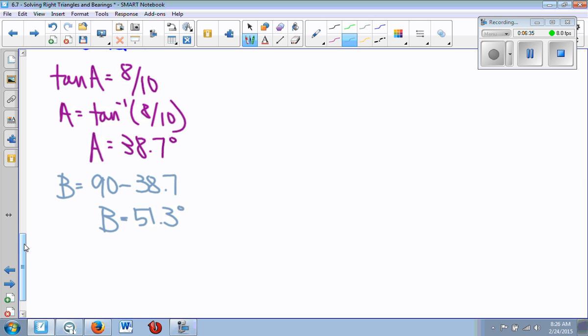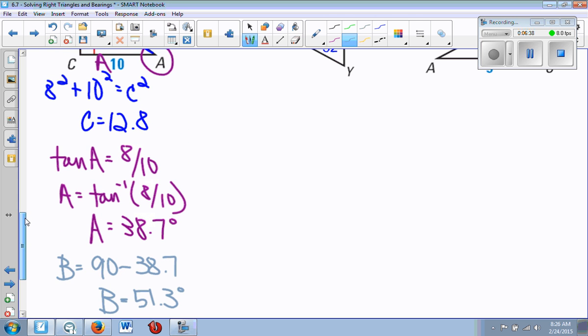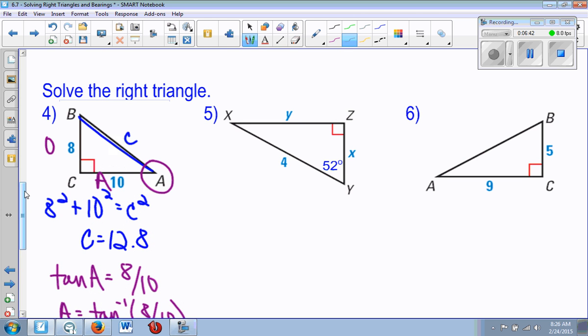So that's again considered solving the triangle because I've found all three missing pieces. So we're going to skip number 5 and go over to number 6. Very similar problem. I'm missing this third side, so I'm going to find it using the Pythagorean theorem.